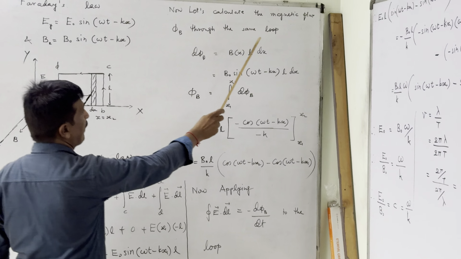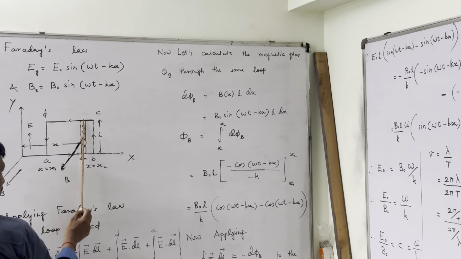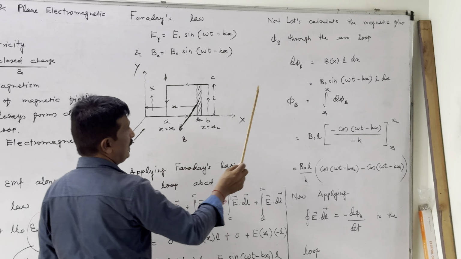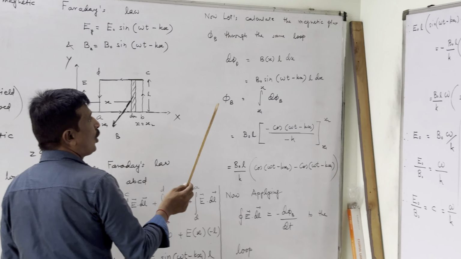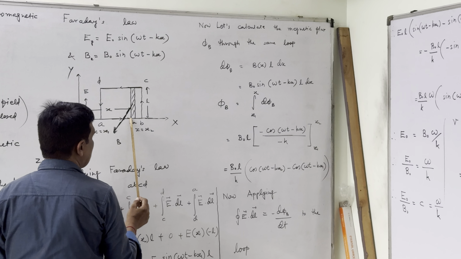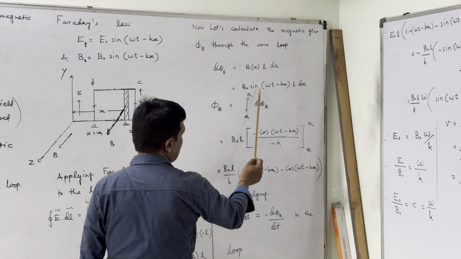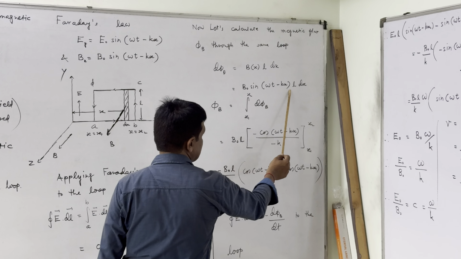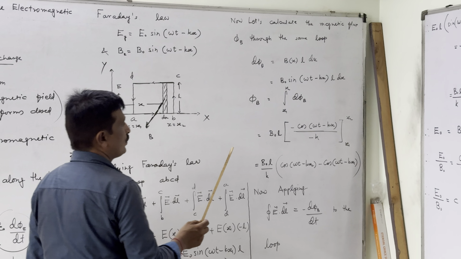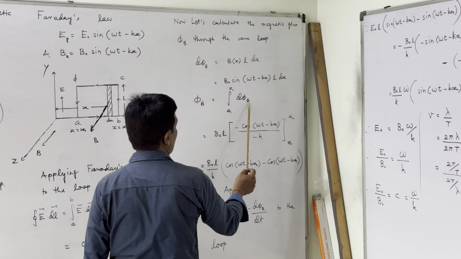Now let's calculate the magnetic flux. We will consider a rectangular element having width dx at a distance of x, and d phi B is B dot A, so B_x times L dx. The length is L and the width is dx. The angle between them is 0. So B naught sin(omega t minus kx) times L dx. But what about the magnetic flux over the whole loop? So we have to take the integration, integral x1 to x2 of d phi B.